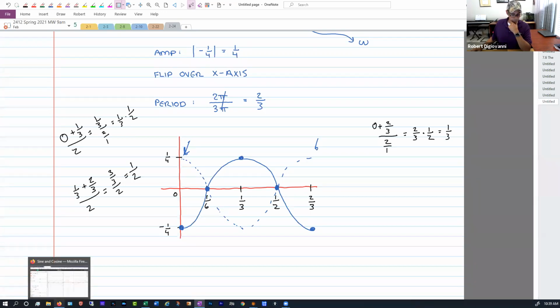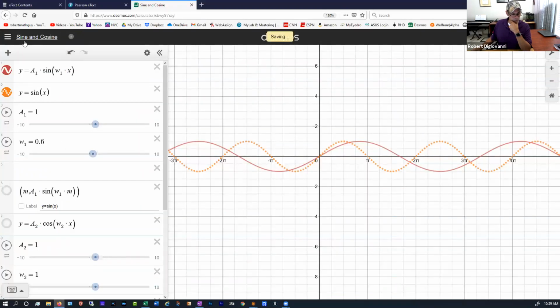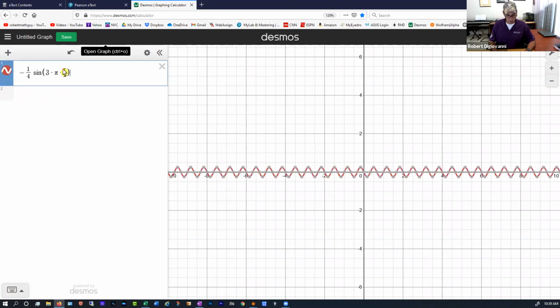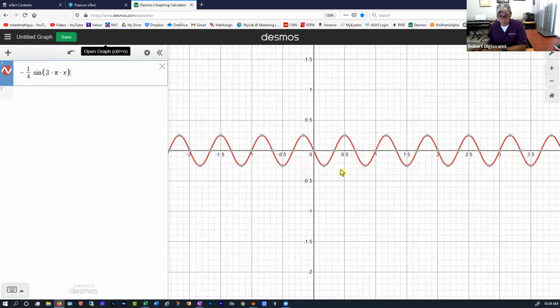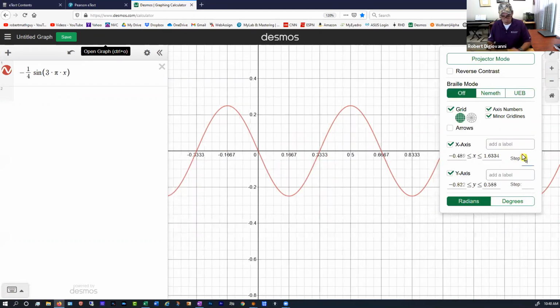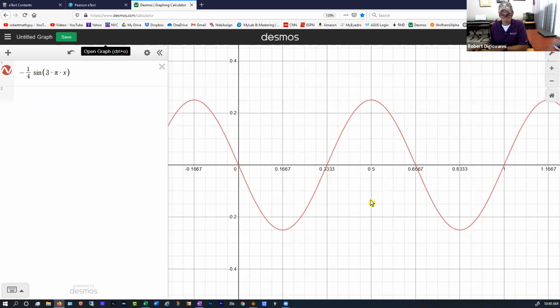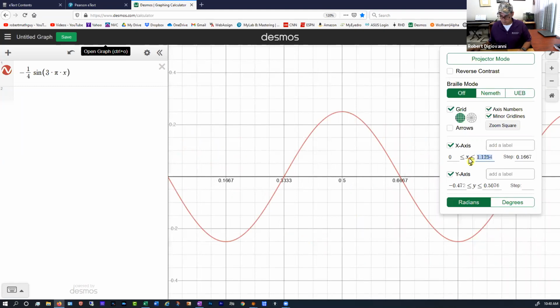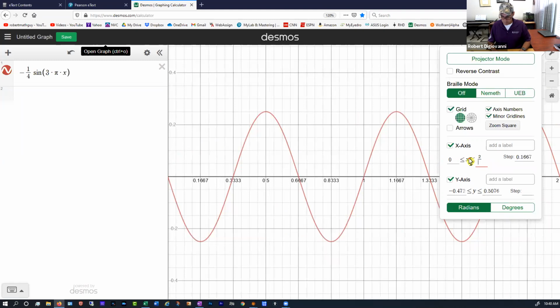So let's check our answer. I'm just going to go to a blank graph. I'm going to enter -1/4 sine of 3 times pi times x. Okay, there it is. And our period was 2/3, right? It doesn't do fractions, does it? Okay, but I think we can see it from here. I'm only going to go from 0 to, what was our period? 2/3, right? Yes. Okay.